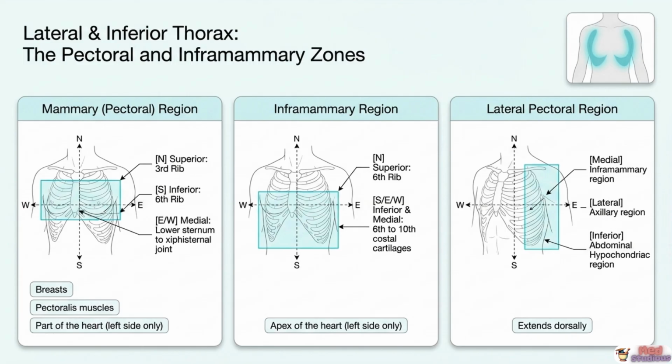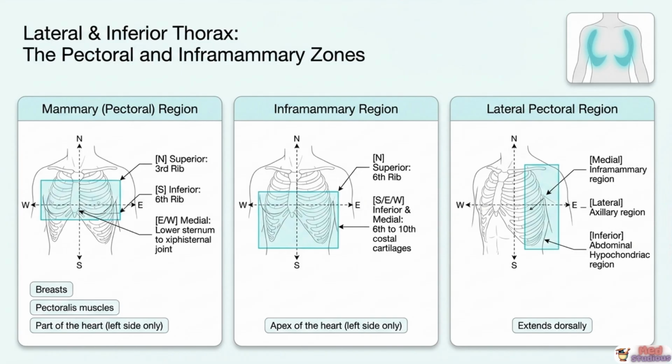This is the region where the cardiac apex beat is palpated in the left fifth intercostal space in the mid-clavicular line. The inframammary region lies below the mammary zone, beginning at the sixth rib superiorly and bordered inferiorly and medially by the 6th through 10th costal cartilages. On the left side only, it contains the apex of the heart, the very tip of the left ventricle, which is why the point of maximum impulse is located in this region.